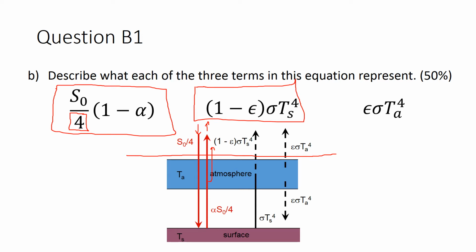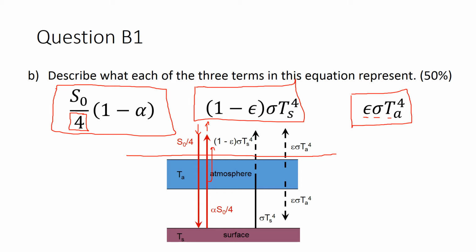So one of the things that quite a lot of people did is they just described the maths of these equations. So for instance, for this guy here, they identified what all of the parts of the equation were. They said that this represents the emissivity times the Boltzmann constant times the atmospheric temperature raised to the power 4. That's not describing what the equation represents.